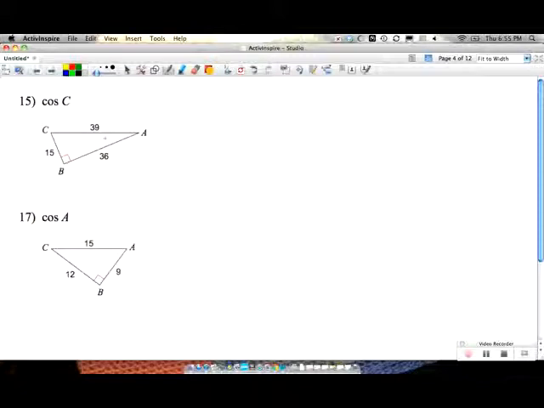Alright. These ones, pretty much the same idea. The triangle is just kind of moved around a little bit, so now we got to really find the right orientation, figure out where we are. We're talking about cosine of C.